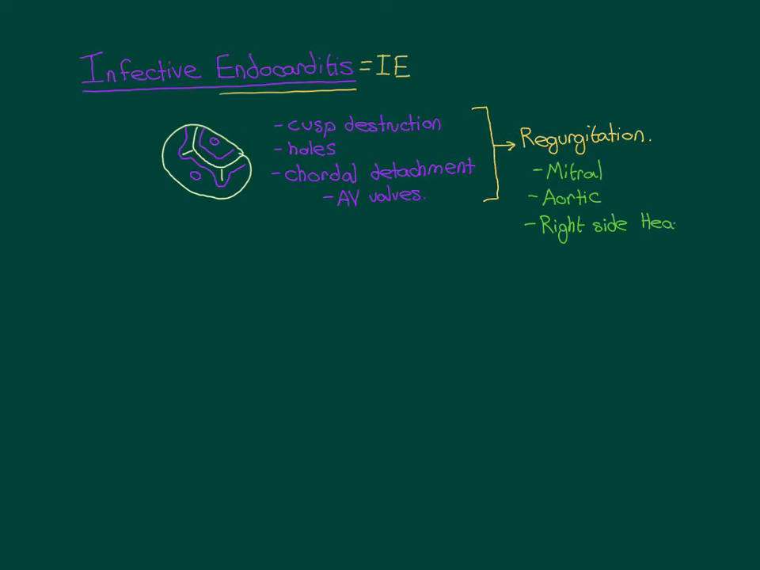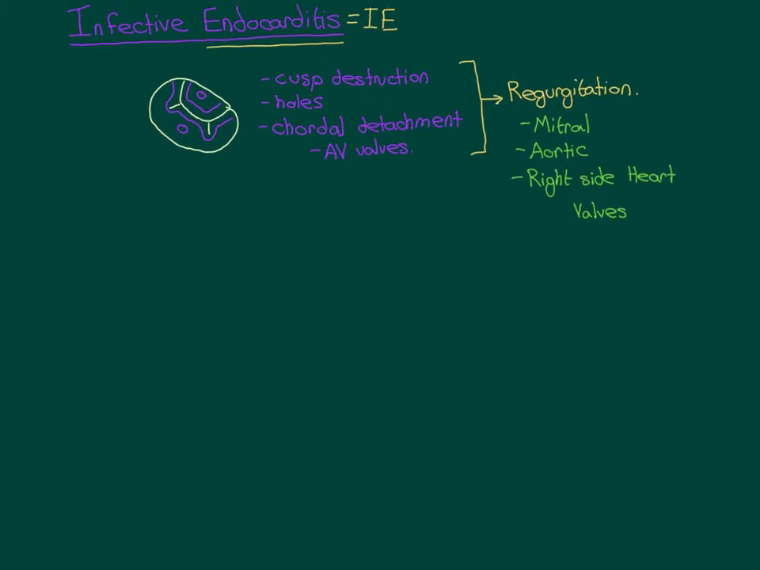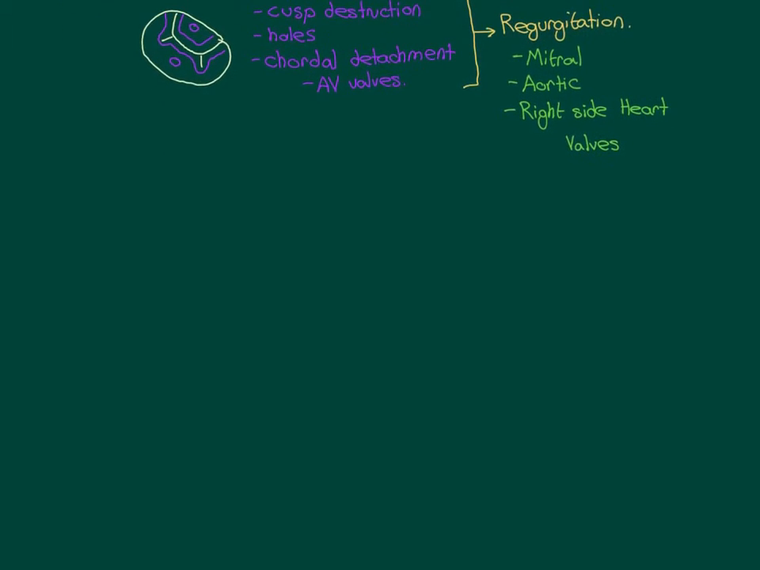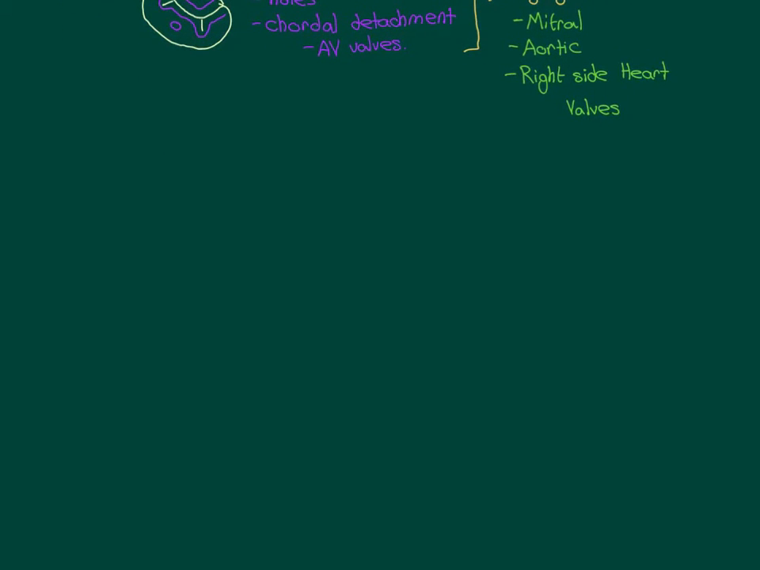Okay, so there's an overview of infective endocarditis and how it can actually lead to valvular heart disease and the nature of the valvular heart disease that it leads to, mitral and aortic regurgitation majorly. Right, let's now go through the pathogenesis in detail then. So, we need to begin by discussing the bacteria that can cause infective endocarditis.